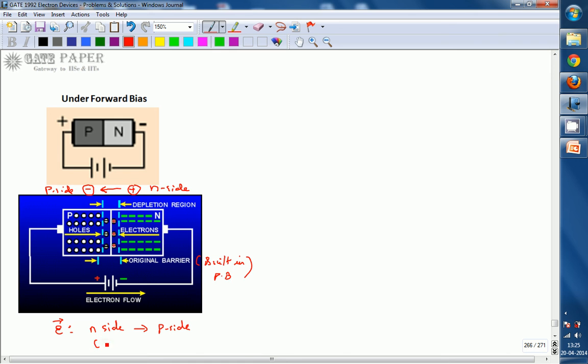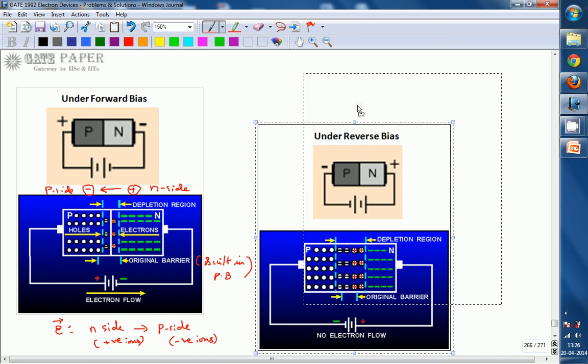That is, on the N side you have positive ions and on the P side you have negative ions, so the electric field is always induced from positive to negative only. So this is the direction of the electric field in forward bias. If you go for the reverse bias also, you will get the same situation.